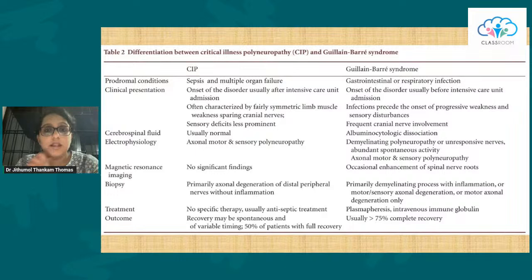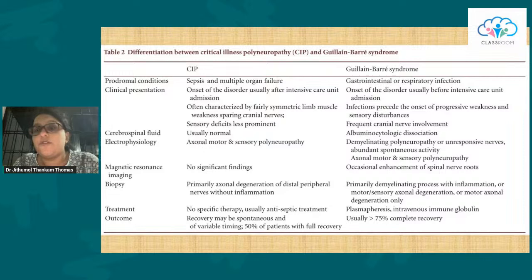Now, just briefly, what are the differentiating features of CIP and GBS? CIP is usually seen in a patient who is chronically, critically ill, with sepsis, multi-organ failure. He's been in the ICU for a long period of time because he's really critically ill. GBS is usually preceded by a history of a GI or a respiratory infection. And in critical illness polyneuropathy, it usually happens a few days after the ICU admission, while in GBS, it usually occurs before or at the time of ICU admission.